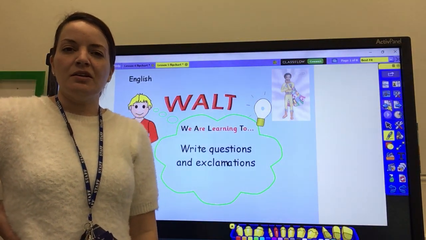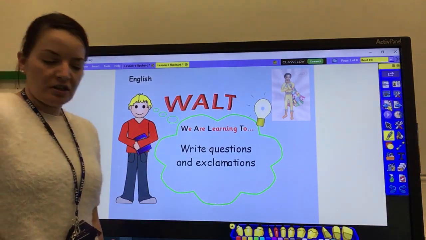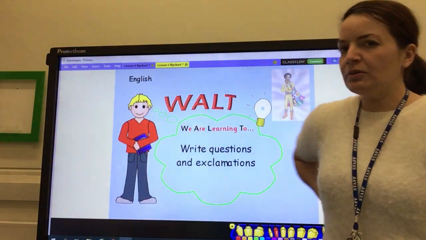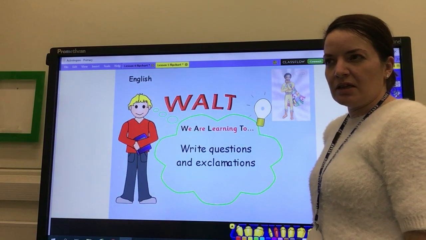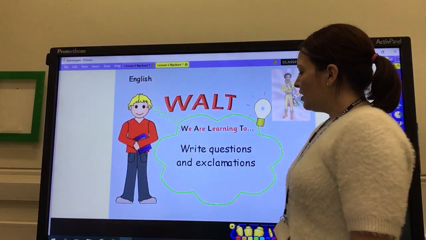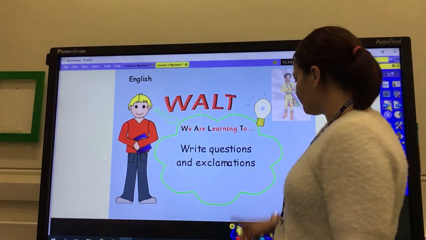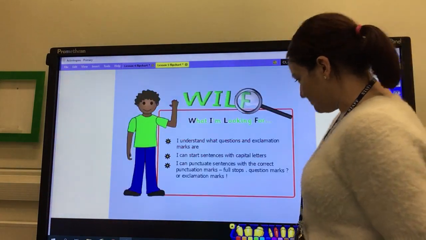Good morning, Year 2. For today's English, we are learning to write questions and exclamations. Now, we've done this a couple of times in the autumn term before Christmas. You've got really good at writing questions. We do need a little bit more practice at writing exclamations in particular. So let's have a look what we're doing today.